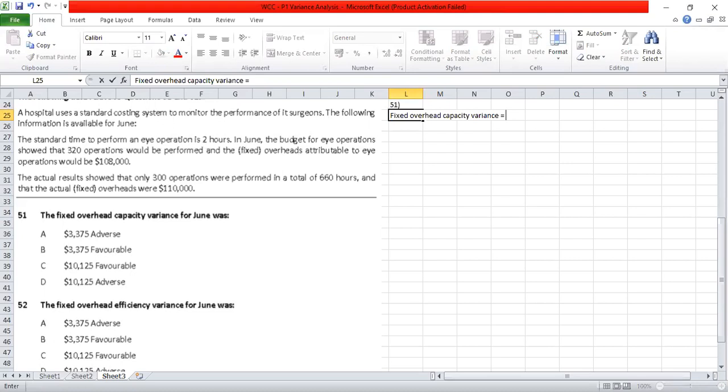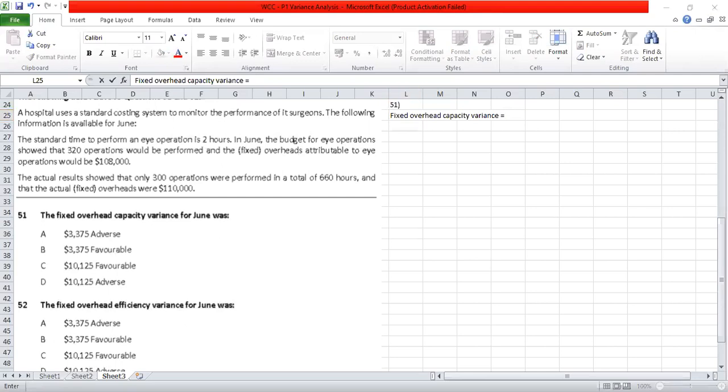600 hours. That is for the actual number of operations. But according to the standard number of operations, 640 hours, ma'am. 640 hours. Okay. So they have the capacity to take up the activity at 640 hours. 320 operations into 2 hours per operation. So the capacity which is decided is at 640 hours. They have taken up the number of hours to the extent of 660 hours.